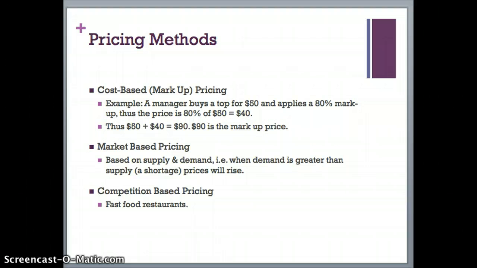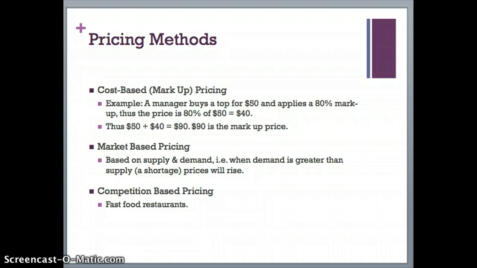and this obviously is an important aspect of most businesses. Now on to pricing methods. So there are three, and the first is called cost-based or markup pricing. And this involves considering the cost of producing or purchasing the product, then adding a markup. It allows businesses to cover the costs of producing the product while still gaining a profit. So I've added an example here where a manager buys a top for $50 and applies an 80% markup. Thus, the final price is $50 plus $40, which is $90. So here the business makes $40.